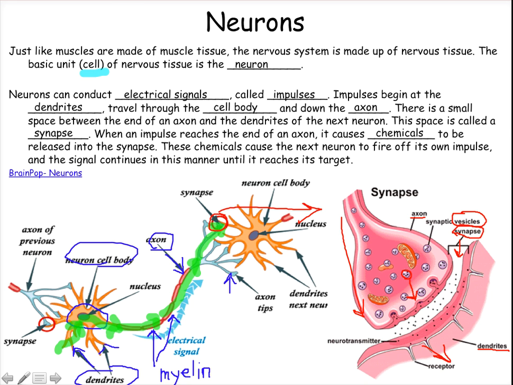And then what will happen to those chemicals is they will diffuse across the synapse until they reach the surface of the dendrite of the next neuron. And there, the chemicals will attach and they'll cause this neuron to send its own electrical signal. This signal will continue down the next neuron in the same manner as the previous neuron, switching from electrical signal to chemical signal, and then at the next neuron that will be switched back to an electrical signal, and so on down a chain of neurons until the signal gets to its desired target, either a muscle or an organ or maybe even up to the brain.